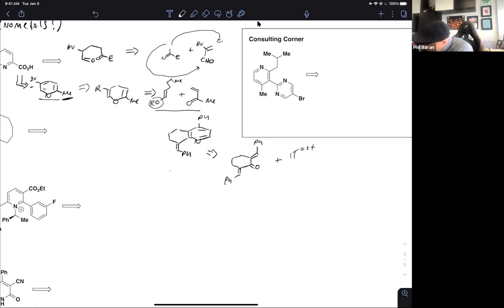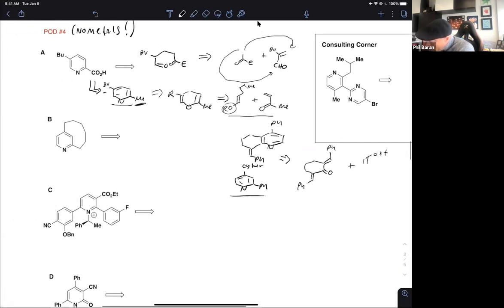You can use the same logic, for example, to make a compound like this. And I'll let you figure that one out, jot it down yourself, but same type of logic, just using an alpha beta unsaturated ketone and ethyl vinyl ether.